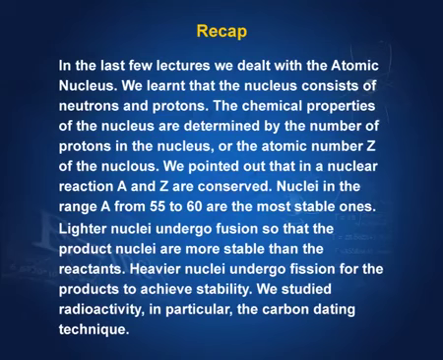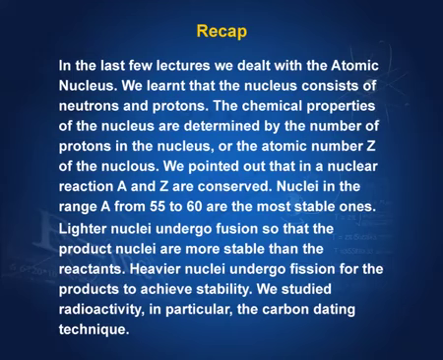In the last few lectures, we dealt with the atomic nucleus. We learnt that the nucleus consists of neutrons and protons. The chemical properties of the nucleus are determined by the number of protons in the nucleus, and this number is called the atomic number of the nucleus. We pointed out that in a nuclear reaction, the mass number A and the atomic number Z are conserved.